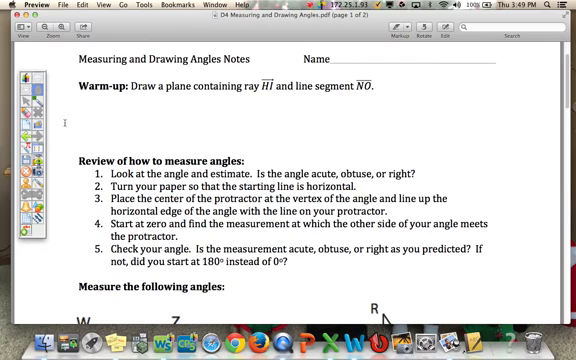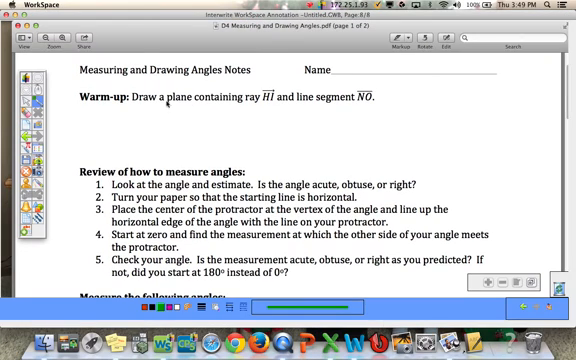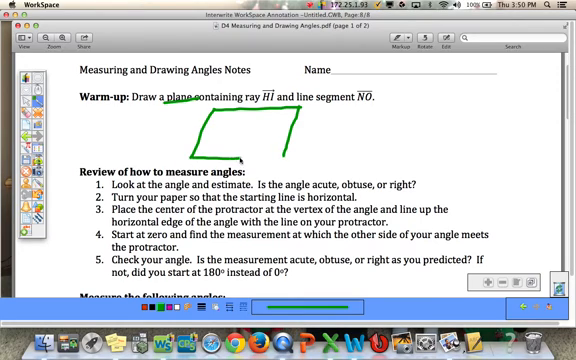Okay. All right, so we'll start with a plane, a flat two-dimensional surface. So here's a plane, and it has ray HI. I'm going to draw my ray this way. H has to be the endpoint, and then it goes to I. And then line segment NO, we can put that anywhere. Here's NO.